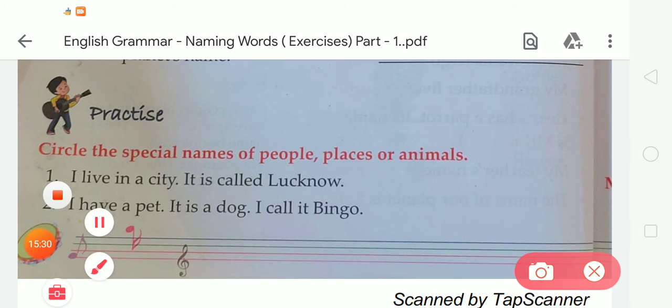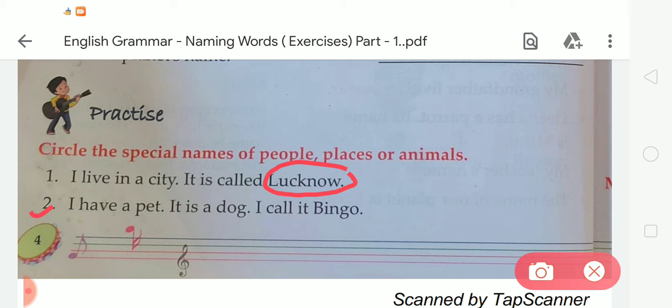So in these given sentences, we have to circle the special names of people, places or animals. So firstly, number 1: I live in a city, it is called Lucknow. So students, in this sentence the given word Lucknow, the first letter begins with a capital letter. So we have to circle the given word Lucknow. And next sentence: I have a pet, it is a dog, I call it Bingo. As we can see in Bingo, the first letter begins with a capital letter, so we have to circle it.